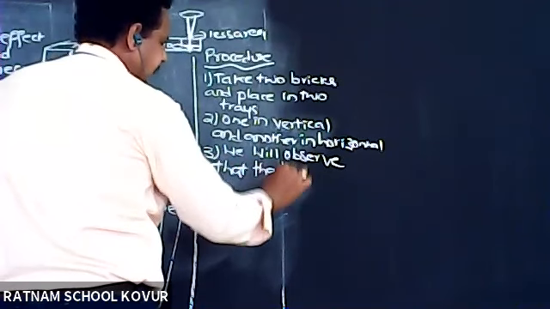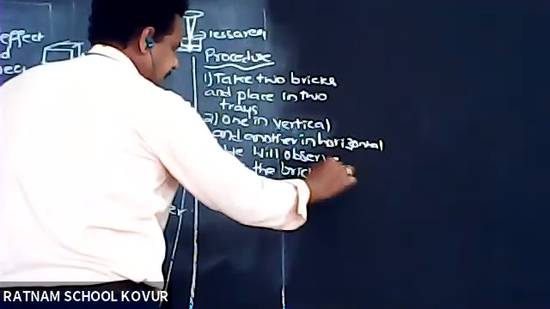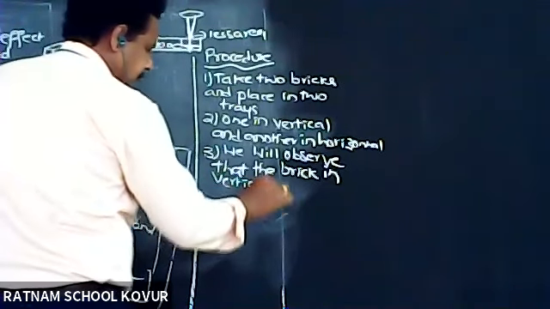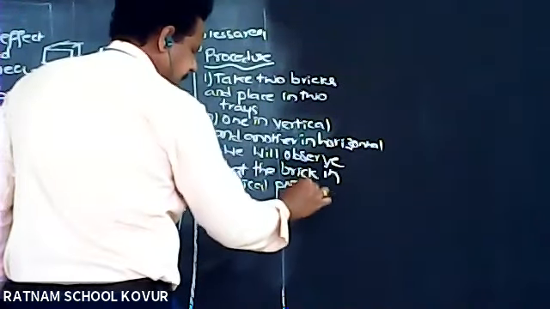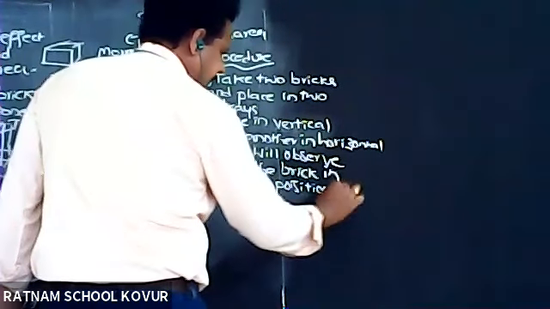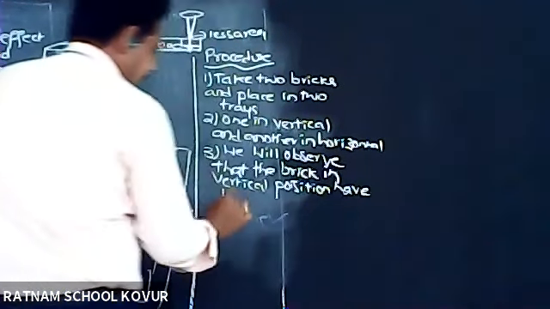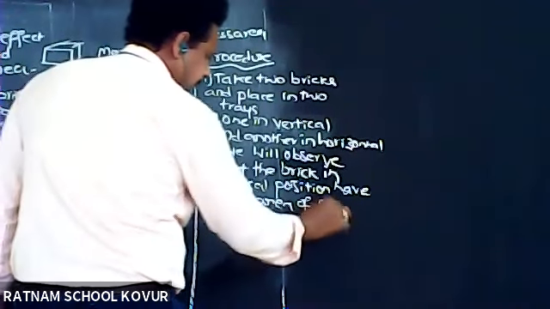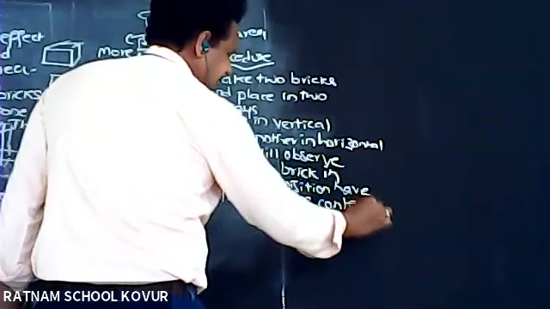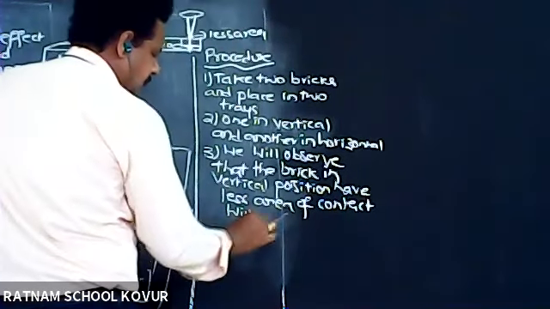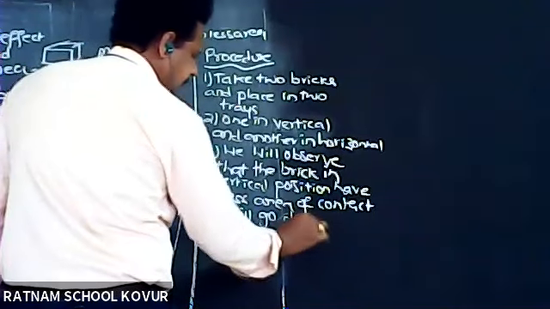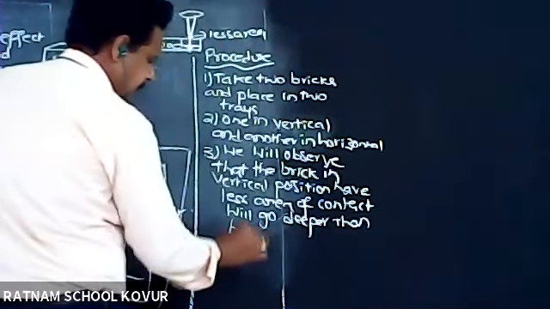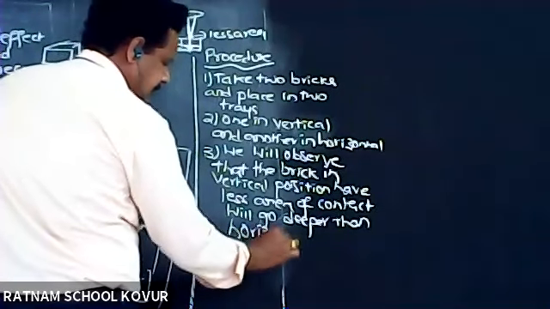The brick in vertical position, having less area of contact, will go deeper than the horizontal one.